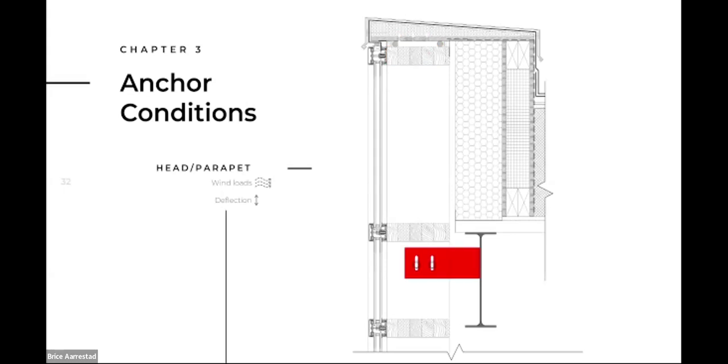We also have the option to cantilever at a parapet condition. Here you're seeing a wind load anchor welded to the perimeter beam of the roof system, again with a slotted connection, allowing for that vertical deflection.